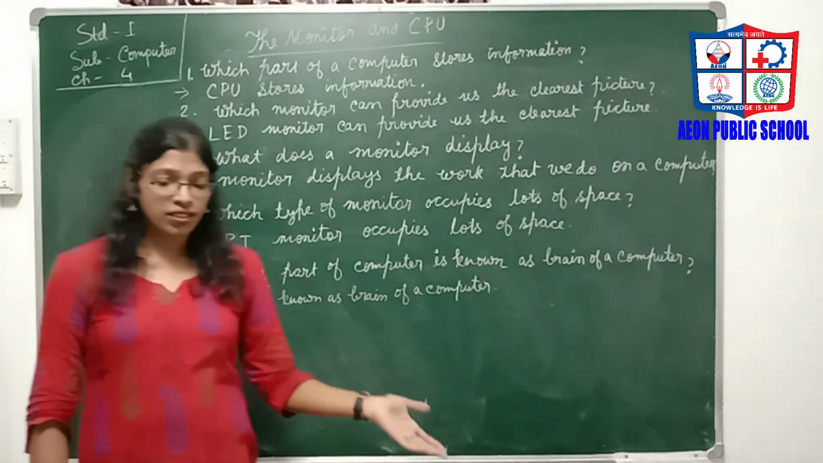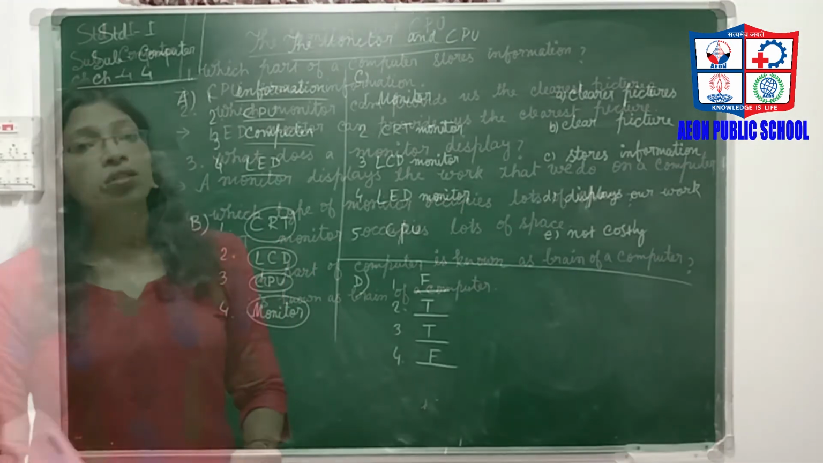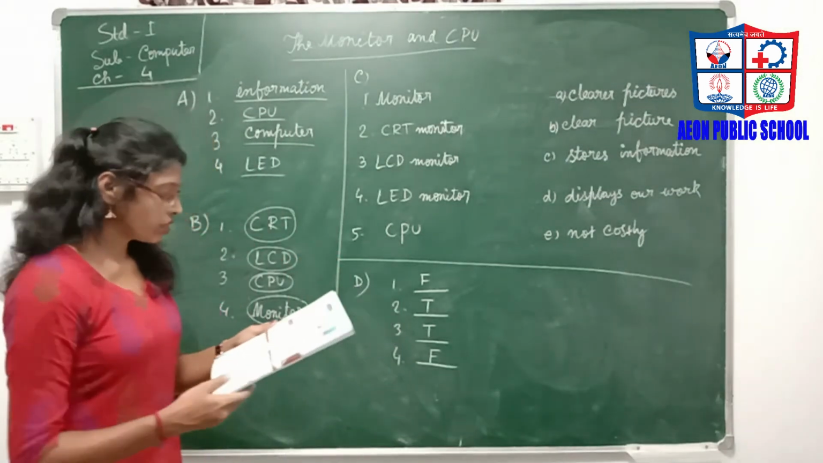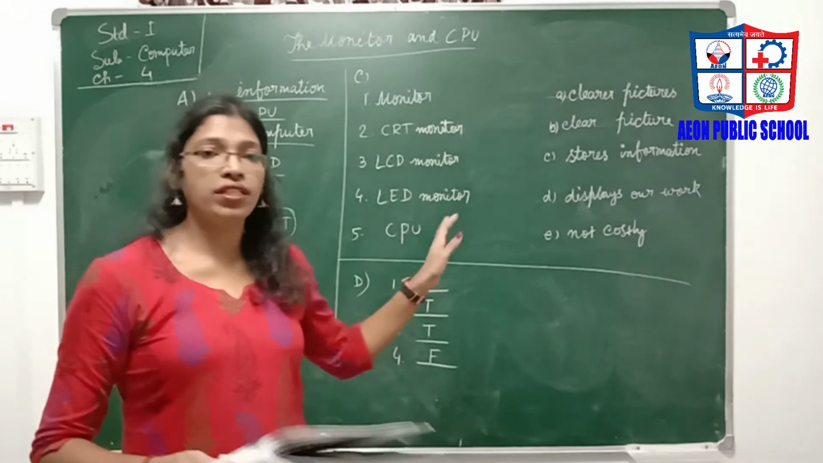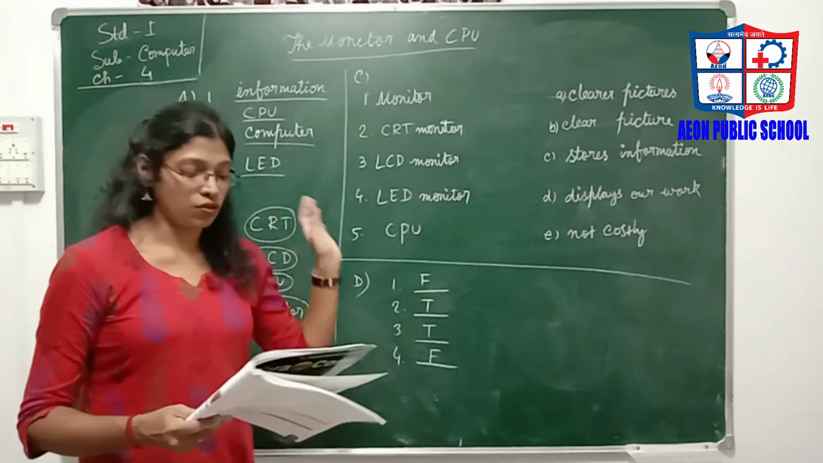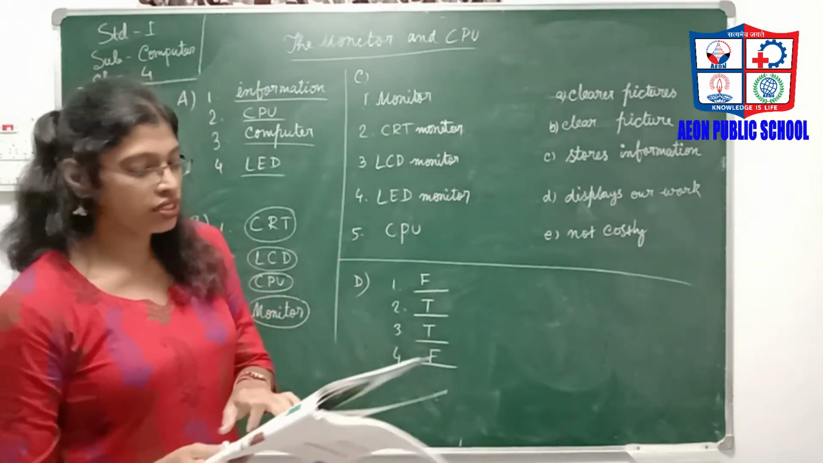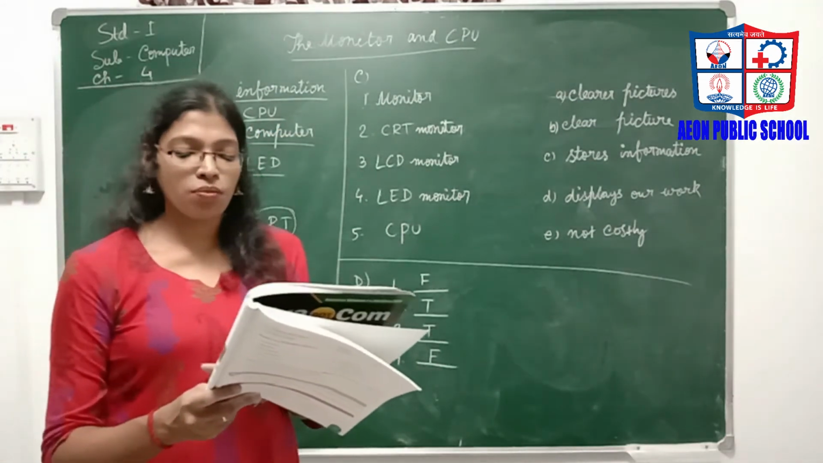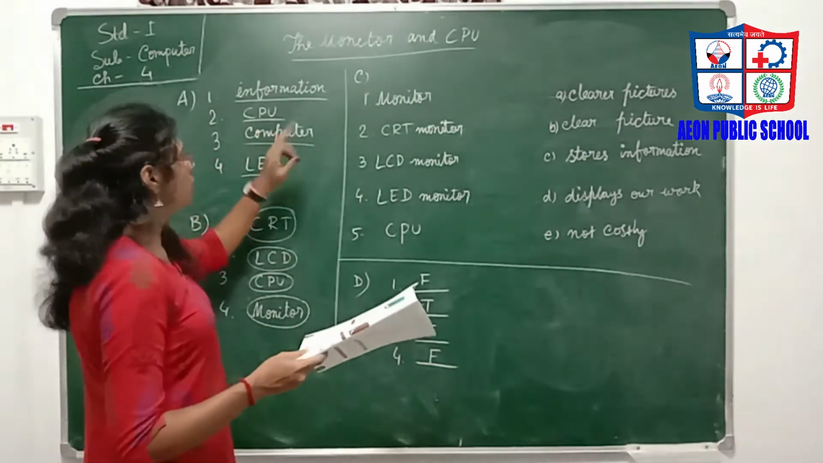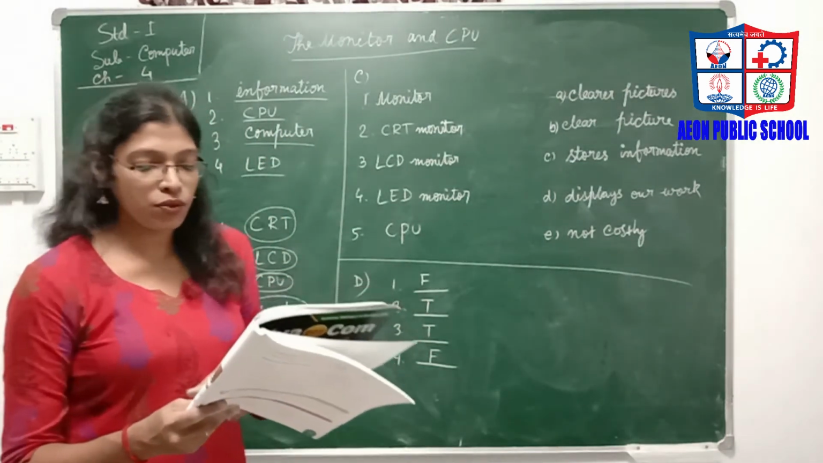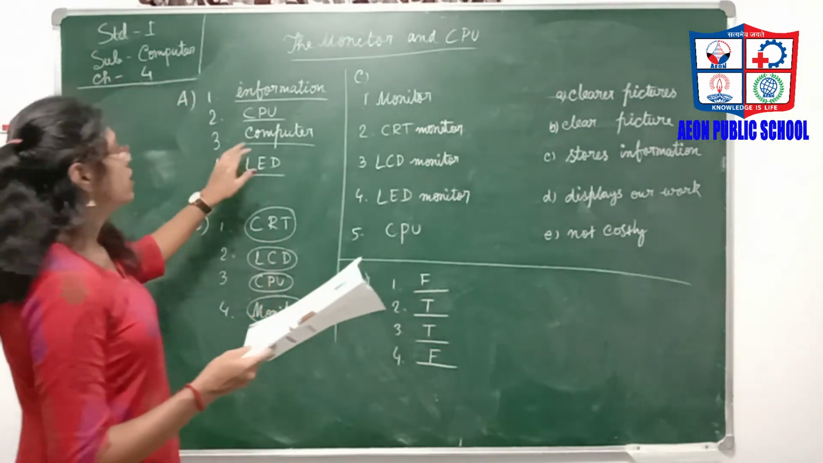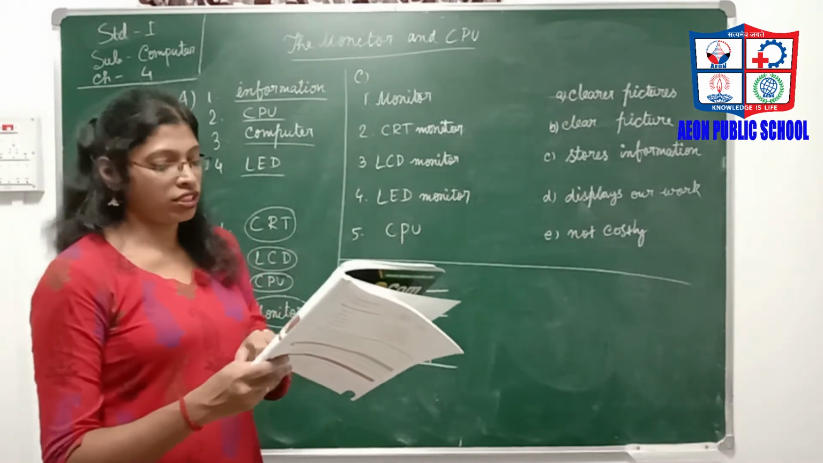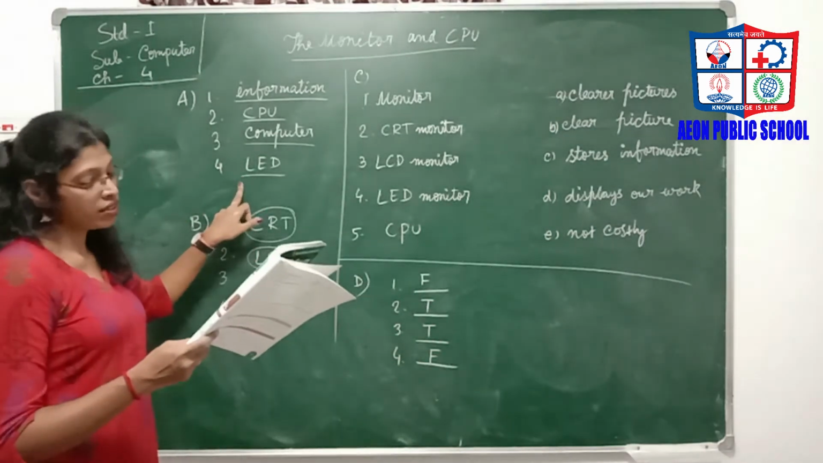Next time we will discuss the exercise from your book. Here is a discussion about the exercises of this chapter 4. First is filling the blanks. I have written the answers on this board. Let's check it. CPU stores information. CPU stands for Central Processing Unit. A computer works by using its different parts. The pictures are very clear on an LED monitor.